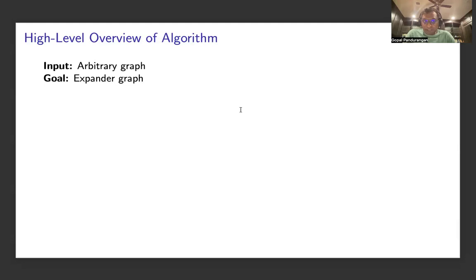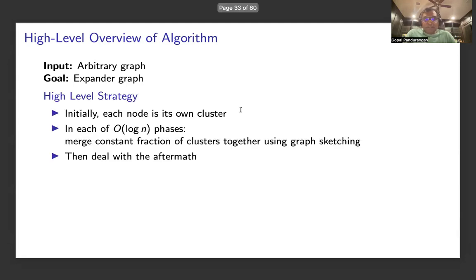The input is some arbitrary connected graph, and the goal is to transform this graph into an expander graph. The high-level strategy is very simple and conceptually easy to understand. For people who know distributed algorithms, you can think of it as a variant of the classic Gallager-Humblet-Spira algorithm for minimum spanning tree, in the sense that it involves forming clusters and merging clusters. Initially, each node is its own cluster, so there are n clusters to start with, and we do O(log n) phases, and in each phase we merge a constant fraction of the clusters.